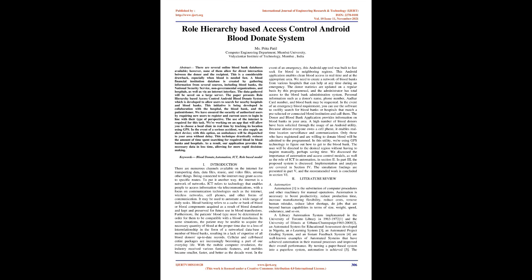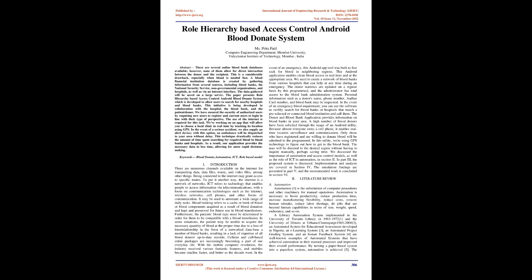Introduction: there are numerous channels available on the internet for transporting data, data files, music, and video files, among other things. Being connected to the internet may grant access to specific routes. To put it another way, the internet is a network of networks. ICT refers to technology that enables people to access information via telecommunications, with a focus on communication technologies such as the internet, wireless networks, cell phones, and other forms of communication. It may be used to automate a wide range of daily tasks.